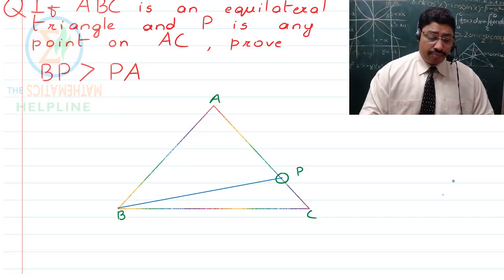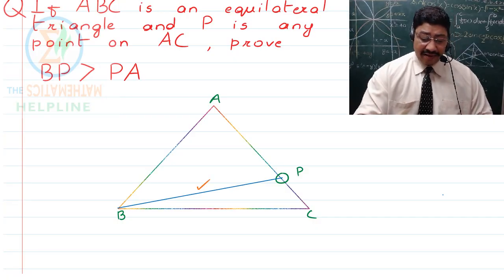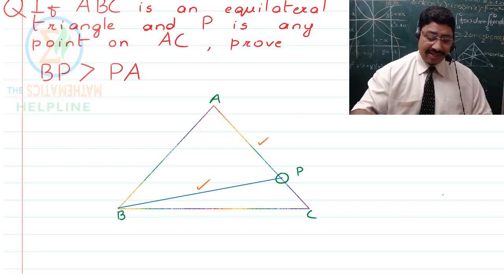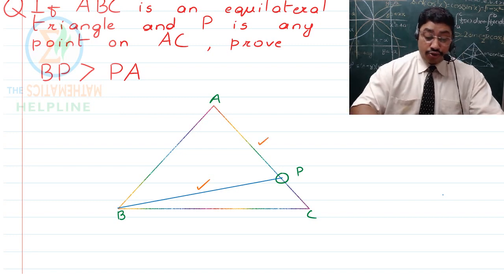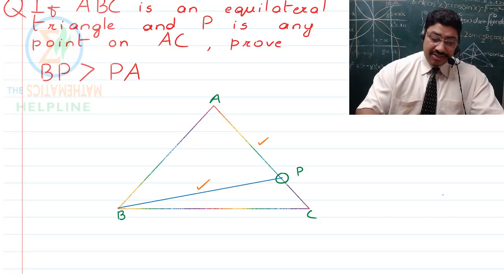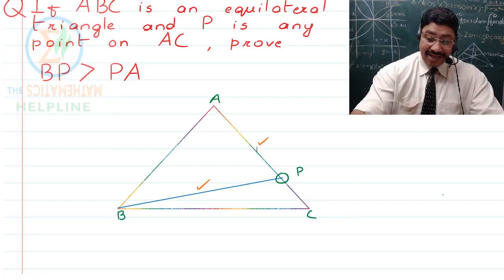Now what we have to prove is we have to talk about BP, that is this length, and then we also have to talk about PA, which is this length, right? Now in order to talk about these two, it's best if we talk about the triangle ABP, right? So this is that triangle which is ABP. Now we'll try and mark the angles as they are.